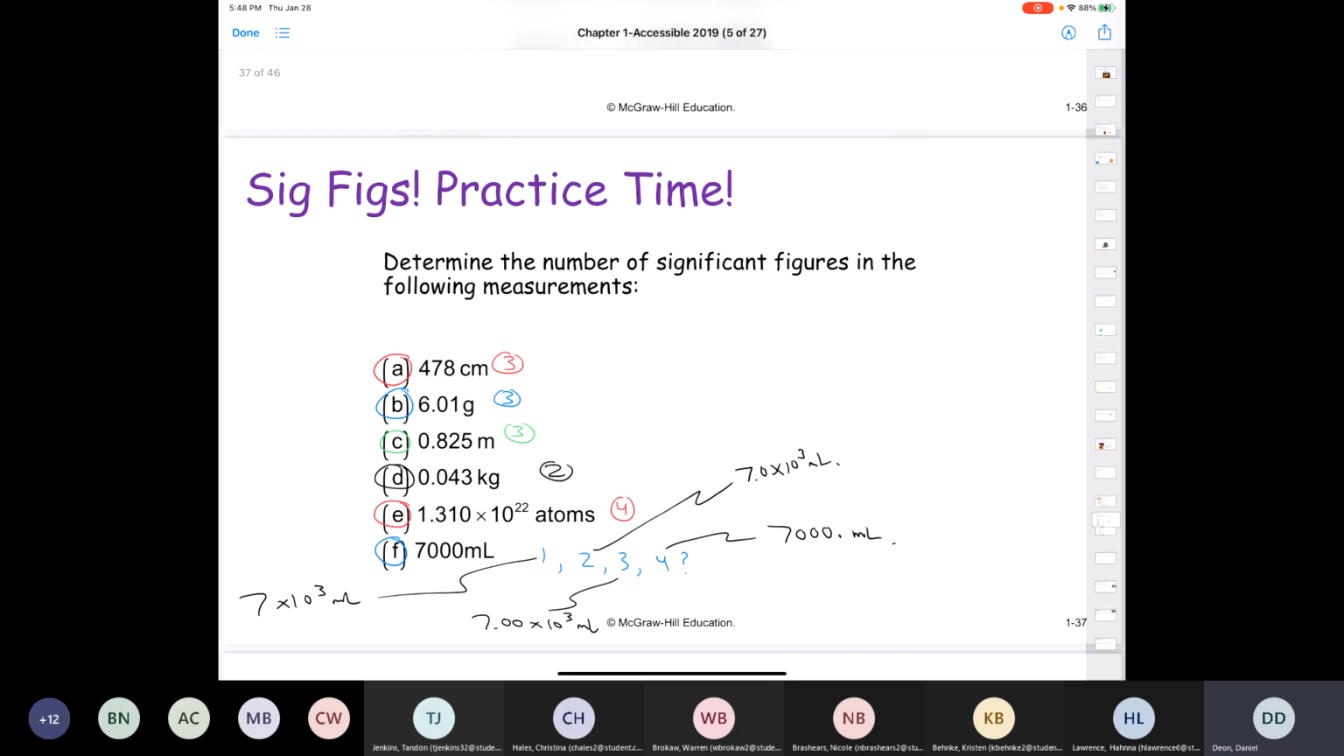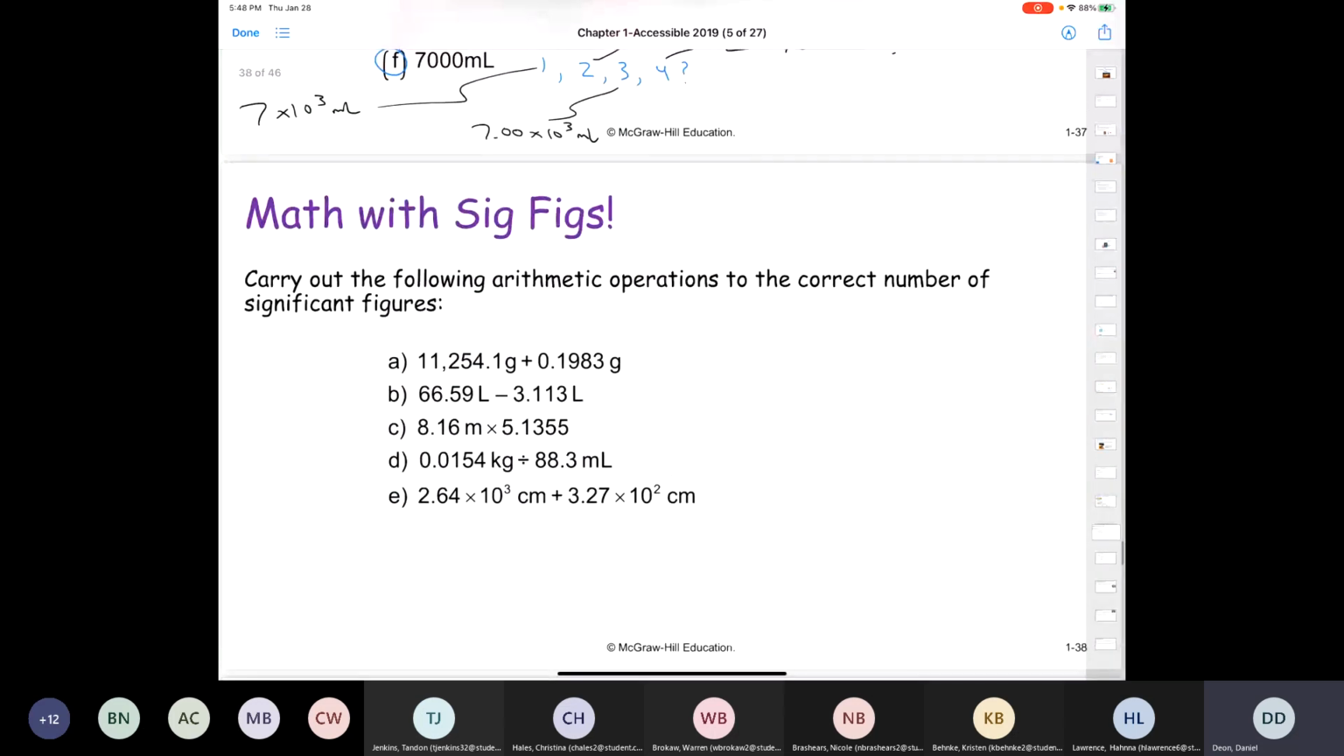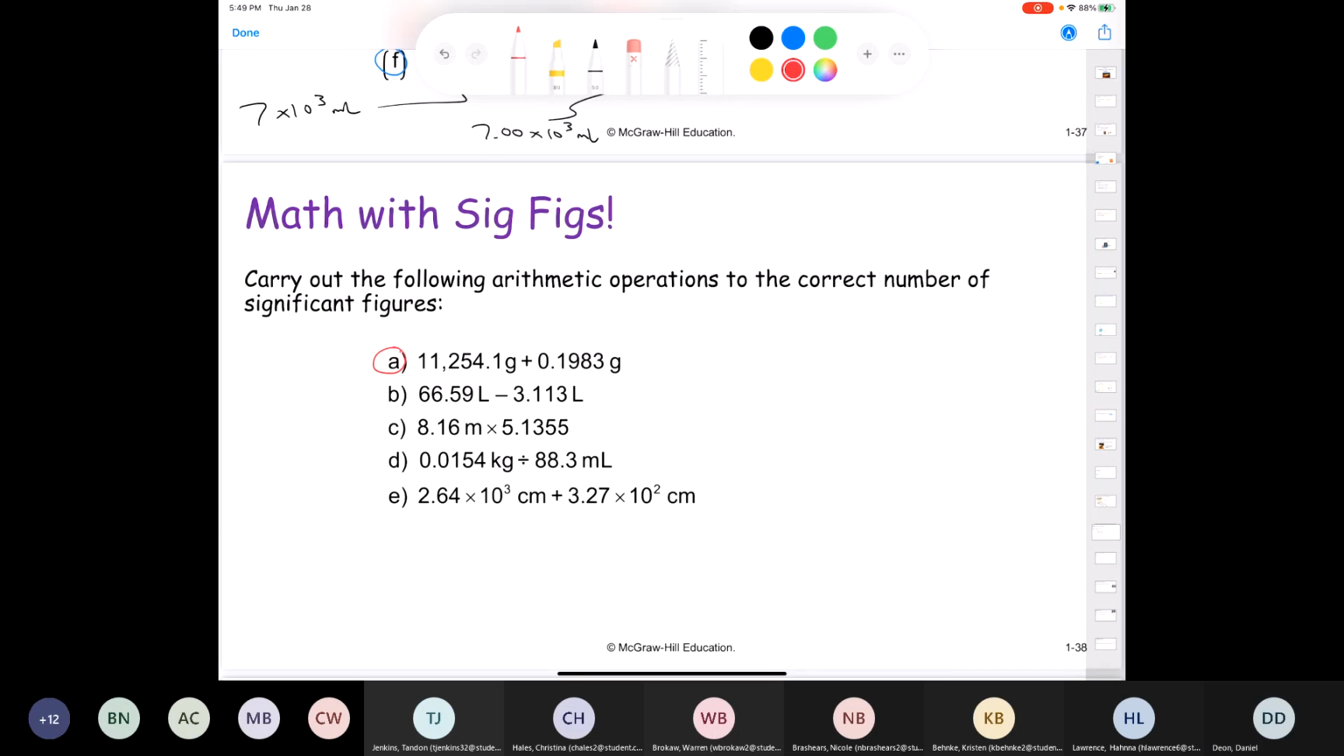All right, in the interest of time, and because of our snow day, I'm not going to do this entire question, but we'll try a couple of them here. We'll start with A. We want to do some arithmetic and report the final answer to the correct number of significant figures. If you grab your calculator right now and punch in 11,254.1, 54.1, and you add 0.1983, you get this big number. I'll write it out here. You get 11,254.298. My question to you, how many decimal places can I report this final answer to?